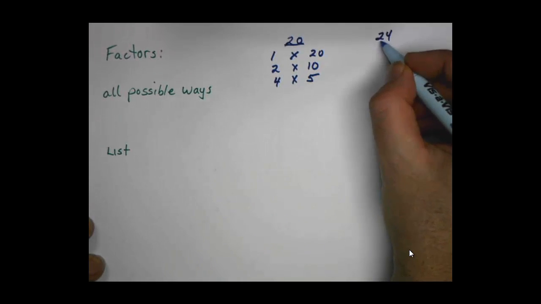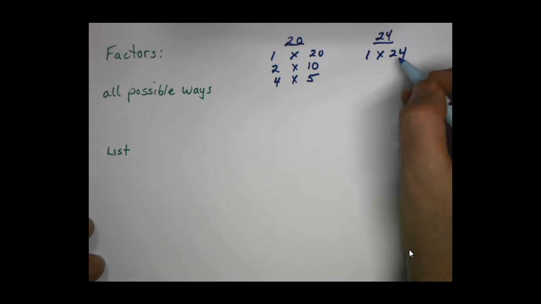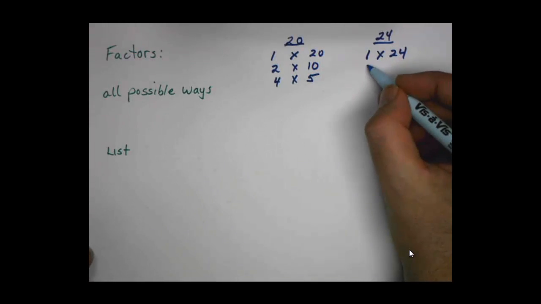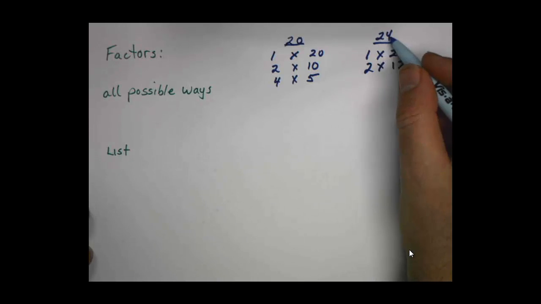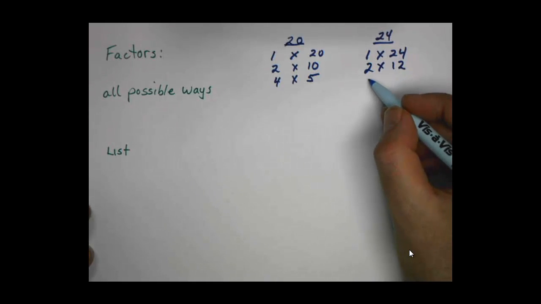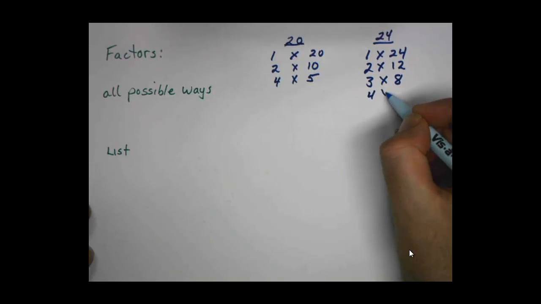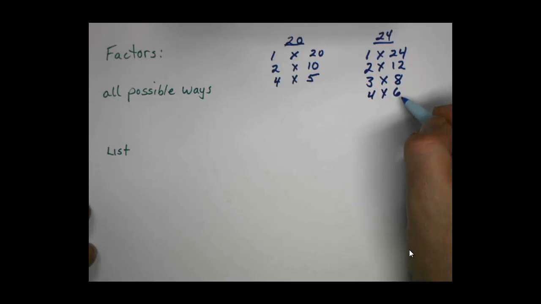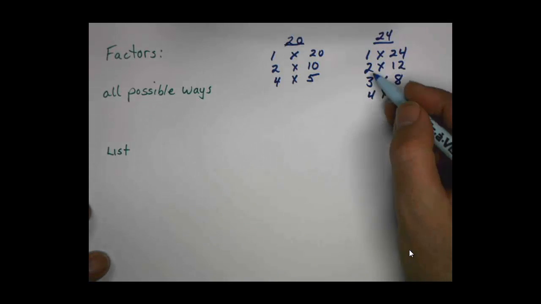Let's do 24. So we're going to have 1 times 24, because it's always going to start with 1 and itself, because they both go in. 2, because it's even, 2 times 12. 3 goes in, the sum of the digits, 2 and 4, is 6. So 3 there, times 8, is 24. 4 will, times 6. 5, nope, doesn't end in a 5 or a 0, and I already have 6. So I know that I've gotten all of my factor pairs.